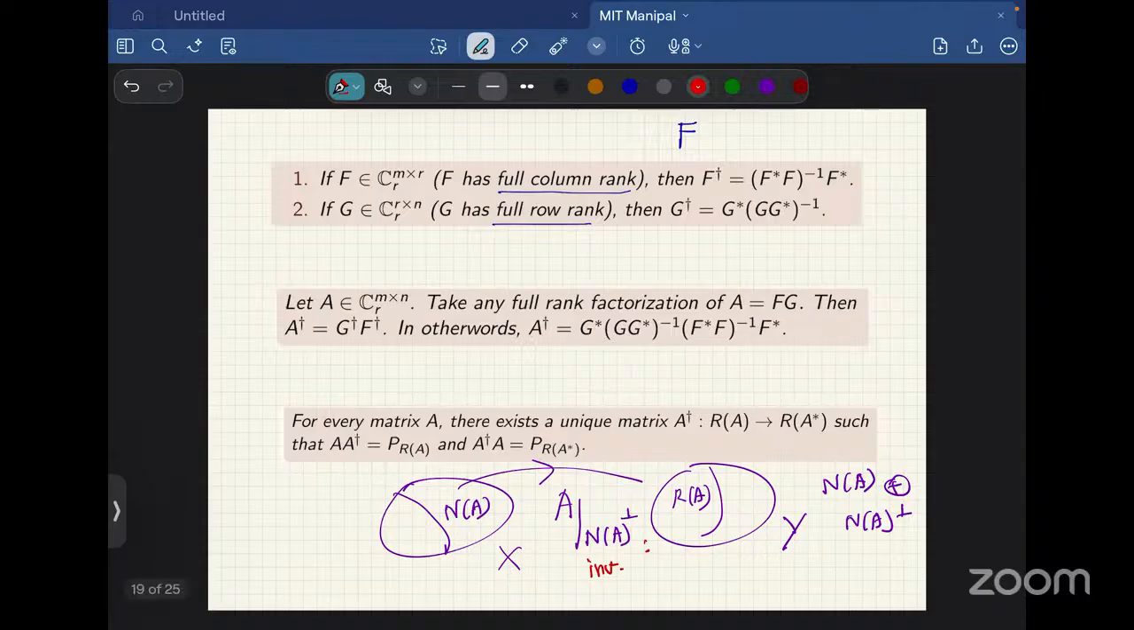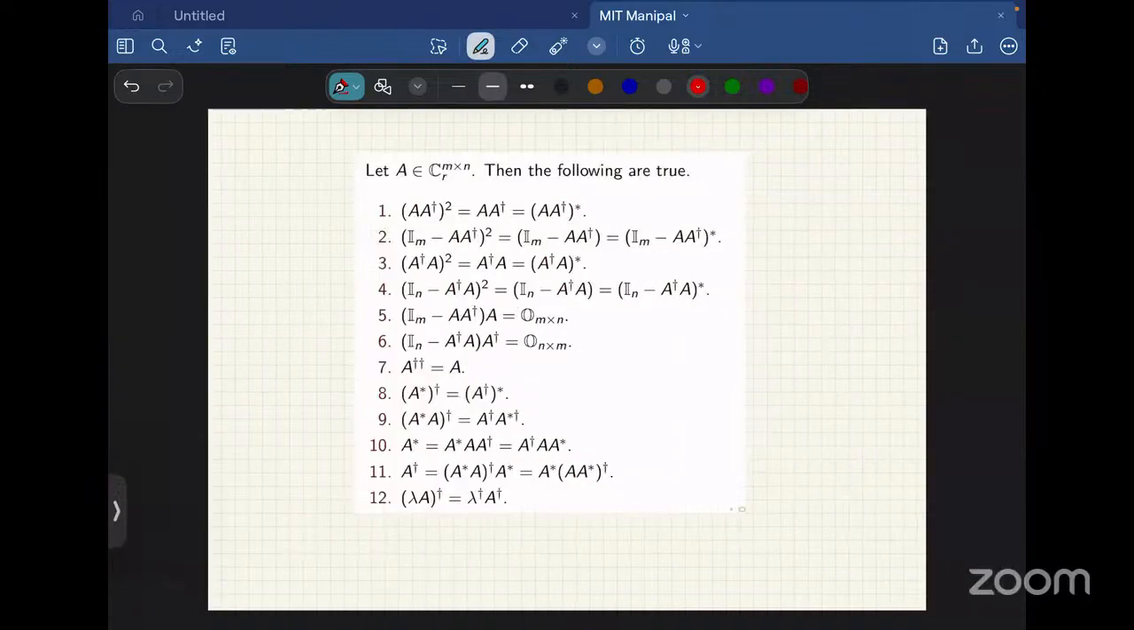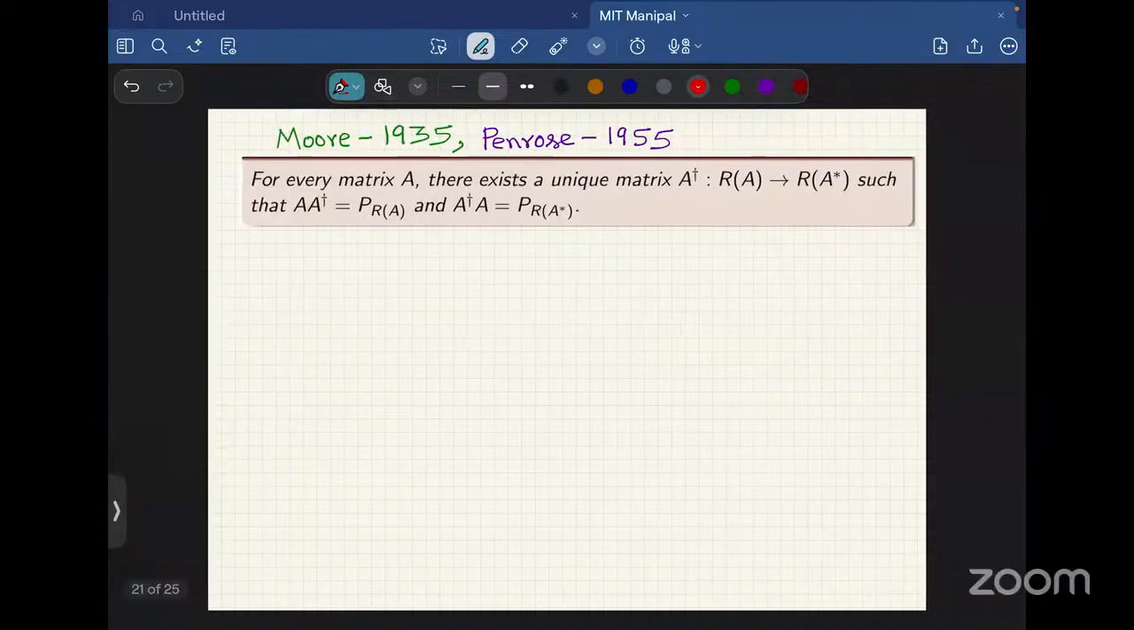Motivated by this, one can have many results. If you take the double dagger of A, then you get A. And when you have (A star A) dagger, then you will have this expression. These are some properties of the Moore-Penrose inverse. This concept was independently analyzed by two mathematicians, Moore and Penrose, with definitions given independently in 1935 and 1955. The mathematicians did not use proper notations; they used telegraphic-style symbols, and people did not understand. This is a simple definition one can easily understand.